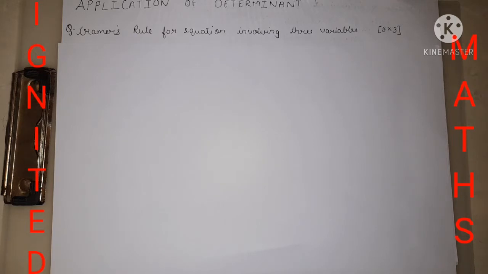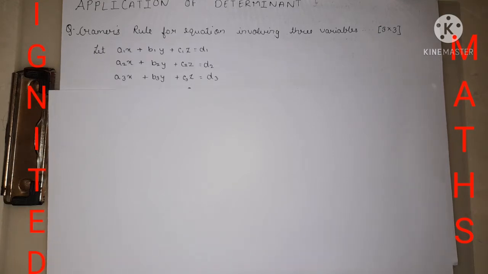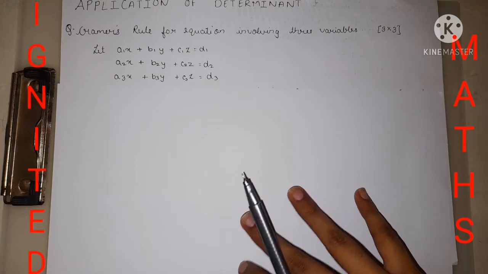Three variables you can take as x, y, z, or a, b, c, in any way. So I have taken the x, y, z form and three equations. With the three equations and the help of the three variables, I have written the linear equations. Now I am going to explain how I took it.